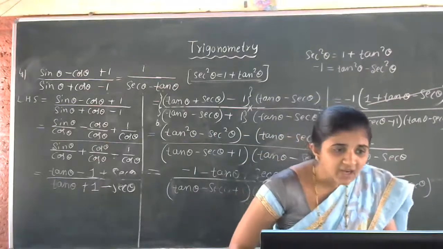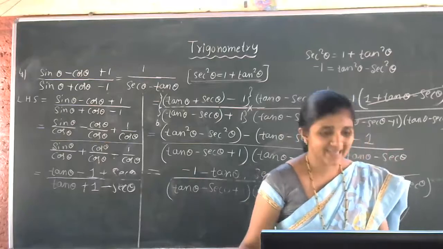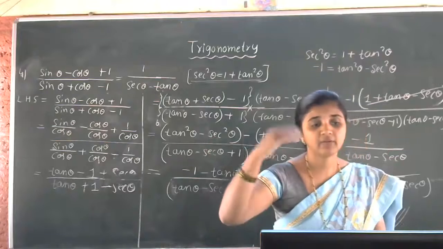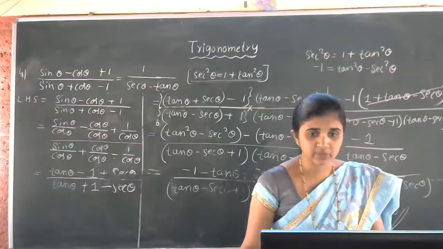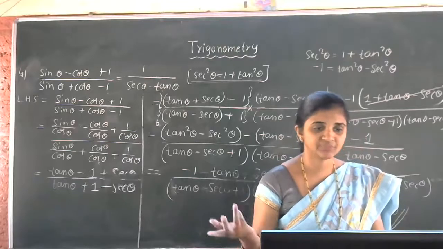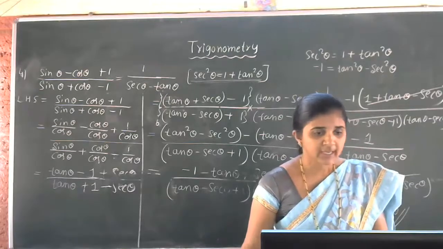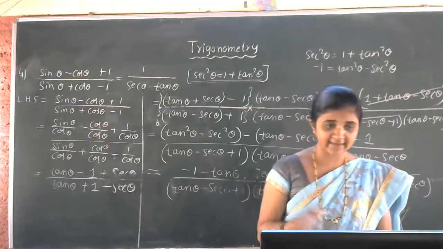Try to understand the problem by solving it. Actually, it is there in your textbook, but in the textbook some steps are skipped. They have given the direct steps, so just go through those steps. Already only 18 students are there. The remaining students will observe the recording version anyhow. So this is about the example problems related to trigonometric identities.